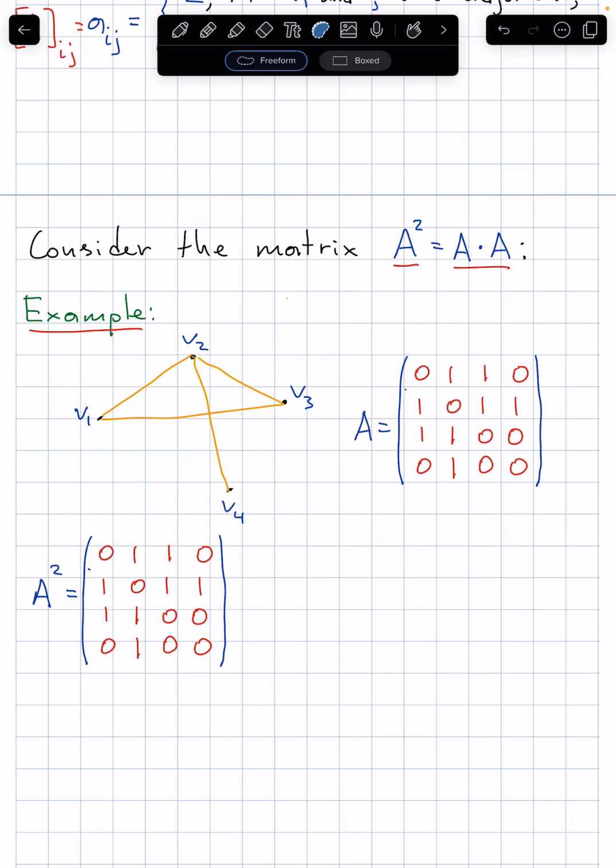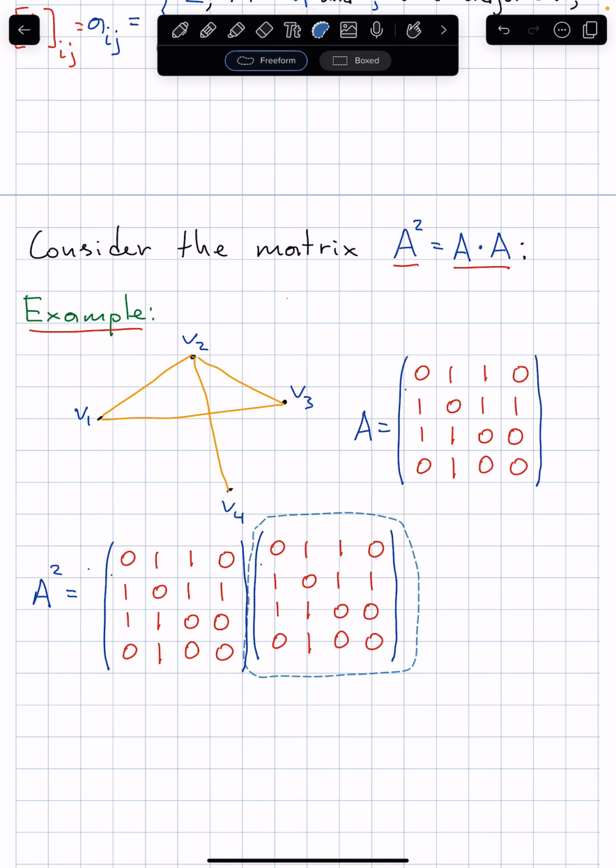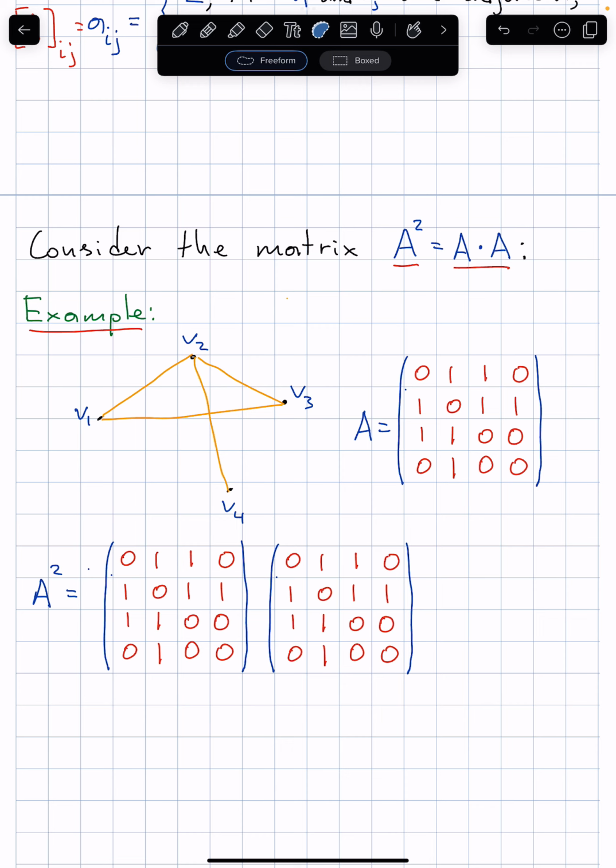So here is our matrix, and we are going to multiply it by itself. So here it is. Okay, so how do we multiply matrices? Well, I hope that you had some linear algebra experience, but if not, and even if yes, I will remind you. So here is how we multiply matrices.